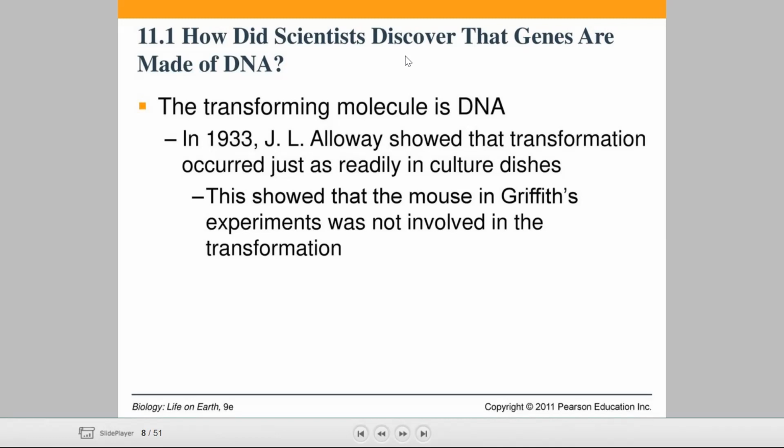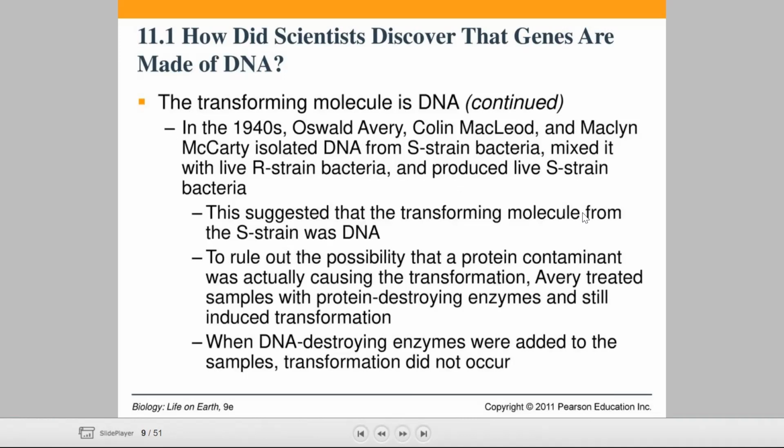Alloway showed that transformation occurred just as readily in cultured dishes. This showed that the mouse in Griffith's experiment was not involved in the transformation. So the transformation does not involve the animal, but something that is outside of the animal body. What is it? The microorganism, the cell of the bacteria. Now, the transforming molecule is DNA.